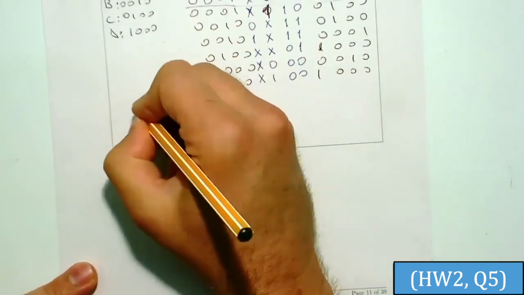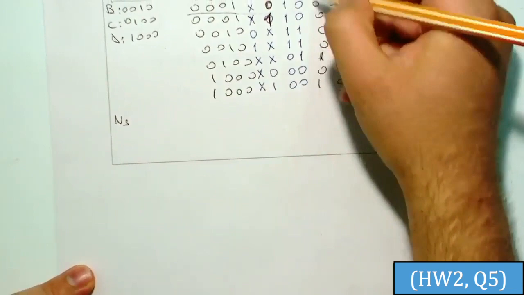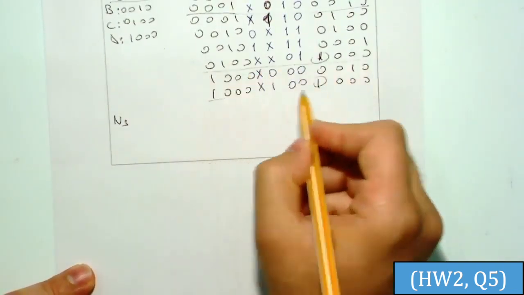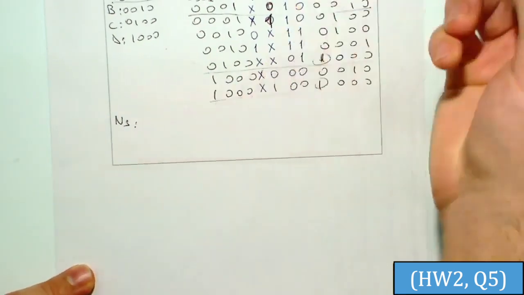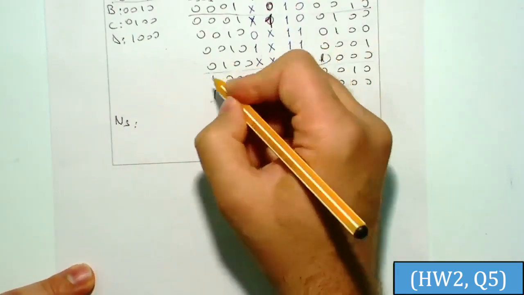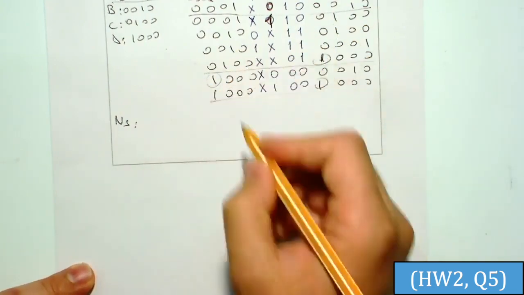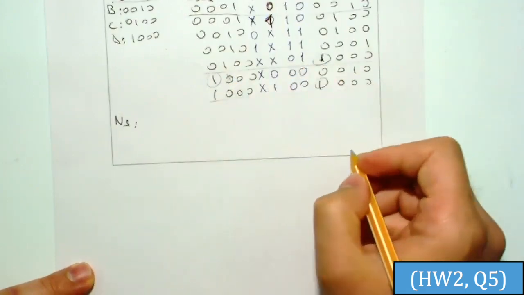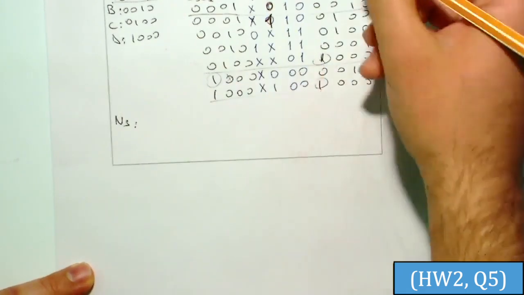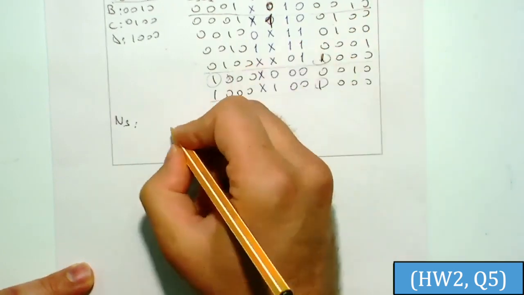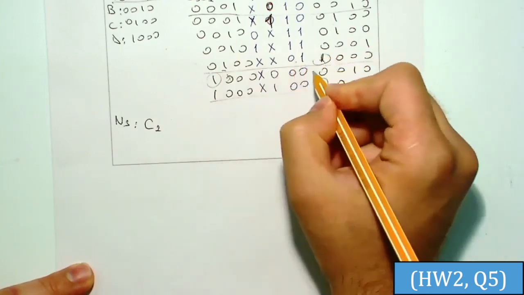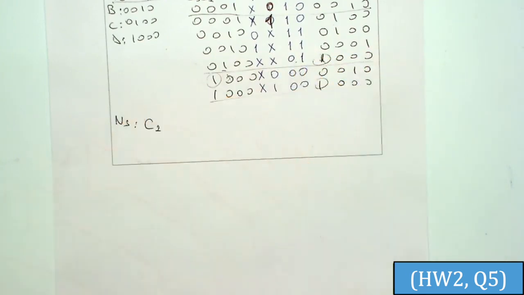All right, so let's write N3 here. I'll check when N3 is 1. N3 is 1 for these two rows. For the one-hot encoding, this means that if one of the bits in the input is 1, then the rest should be 0, so we can regard them as don't cares. When the entry is 1, this means that C2 is 1, and that's it, I guess. So let me do some sanity check here.